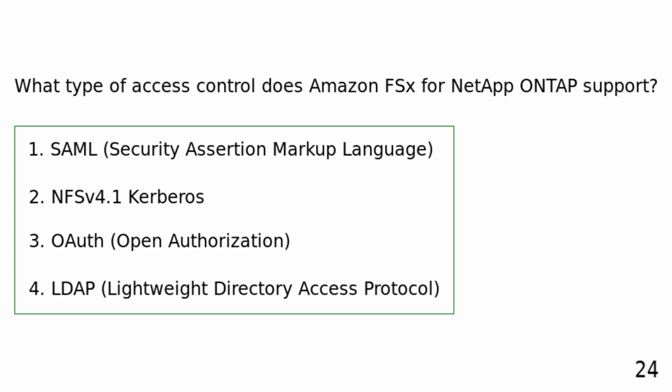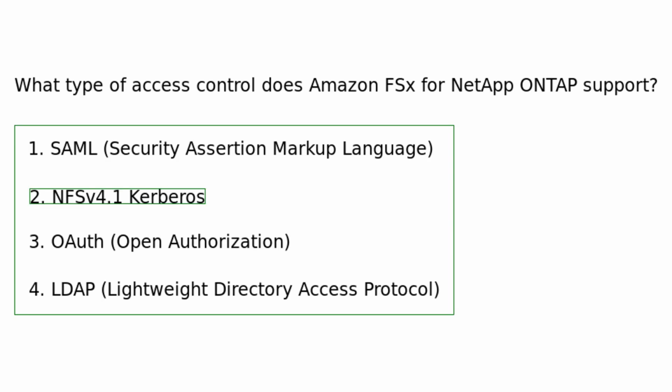What type of access control does Amazon FSx for NetApp ONTAP support? SAML. NFSv4.1 Kerberos. OAuth. LDAP. Amazon FSx for NetApp ONTAP supports NFSv4.1 Kerberos for access control.